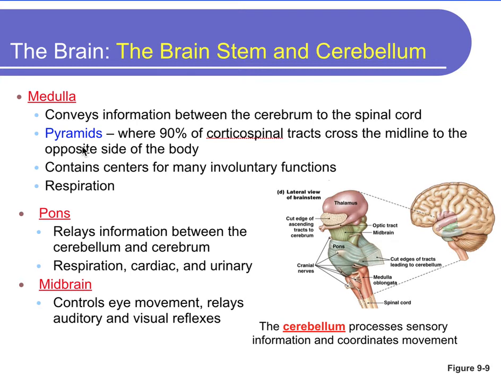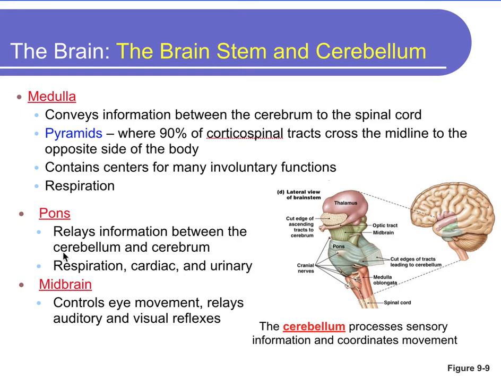Now, you know that the right side of the brain controls and receives information from the left side of the body and vice versa. That means somewhere the neurons have to cross to the other side. 90% of the crossing happens here in the pyramids of the medulla. The other 10% happens at the level of the spinal cord. It also contains centers for involuntary functions, including respiration.